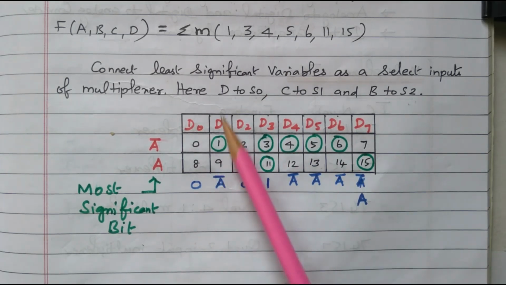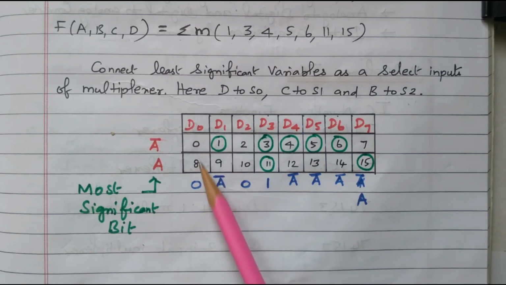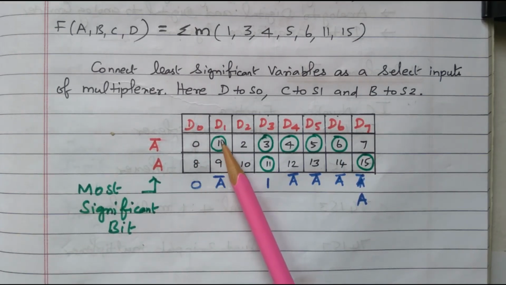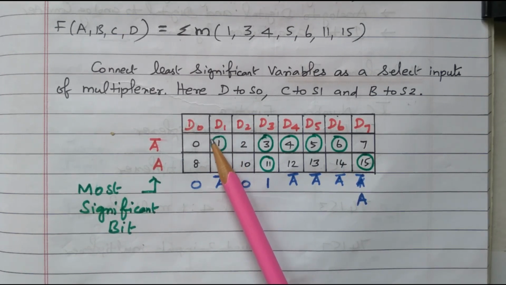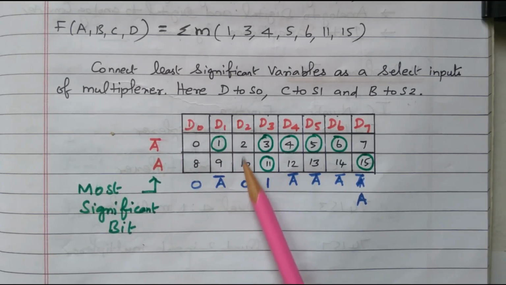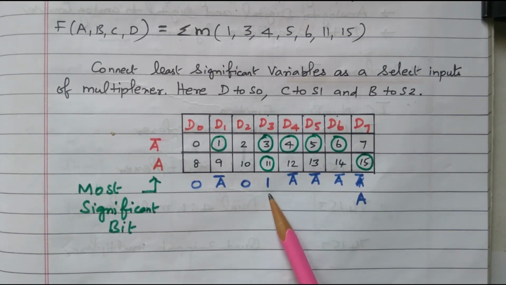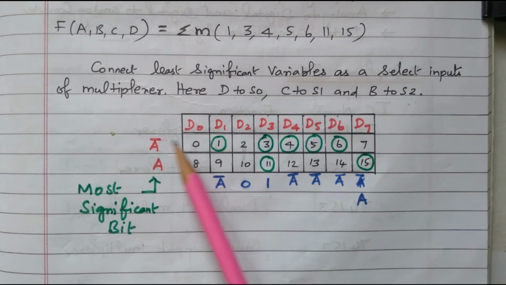Now, we need to inspect every column. In the first column, no circle is available. So, it is 0. Here, in the first column, the first row is encircled. What is available in the corresponding input is A bar. Here, no circles are available. So, it is 0. If both are circled, then the input is 1. Right? Both are encircled means 1. Both are not circled means 0. Any one is circled means the corresponding value as input.